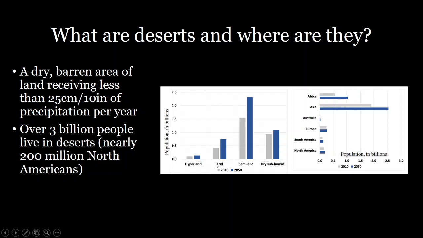And as population increases, that number is only going to increase as well, with the number of people living in arid to semi-arid regions increasing by hundreds of millions of people by 2050. And you can see that different continents will be receiving more and more population increases. So that's definitely important if we're to think about the context of climate change, that more and more people are going to be exposed to these areas that are going to be rapidly warming and receiving less precipitation. So that's definitely a cause for concern.